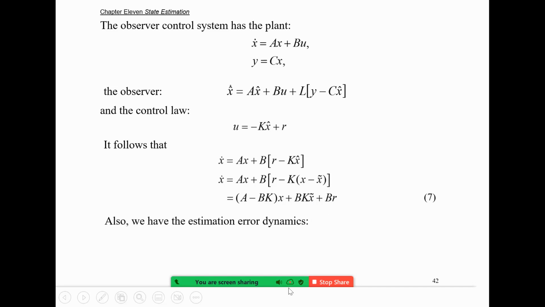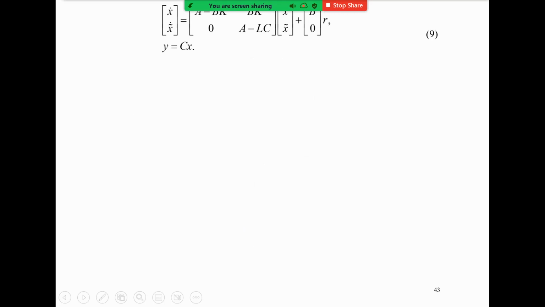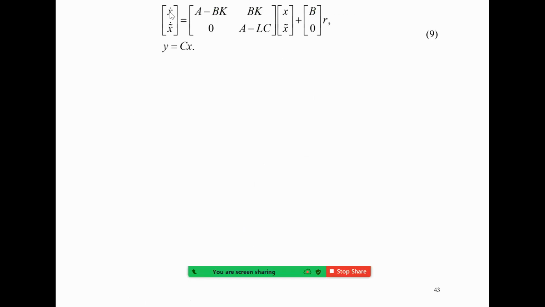But we also know the equation for x tilde. We already derived that previously. This is the equation for x tilde: its change rate is governed by A minus LC, and A minus LC will be stable. Let's put the two equations together. This is the equation for x dot, and this is the equation for x tilde dot. That is the system we are going to analyze, to see whether it is stable.